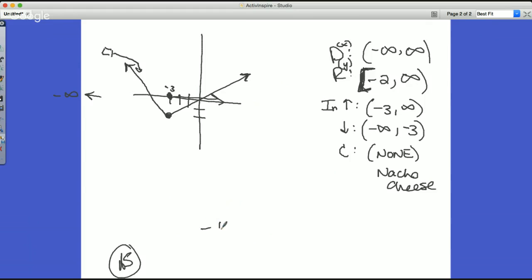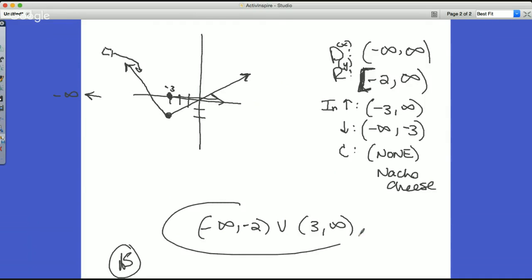15 increases from negative infinity to -2 on the x-axis, and it also increases from 3 to infinity. Increases twice. Make sure you put that union in there to denote that it's either this or this, okay? And so that's a good one on that, all right?